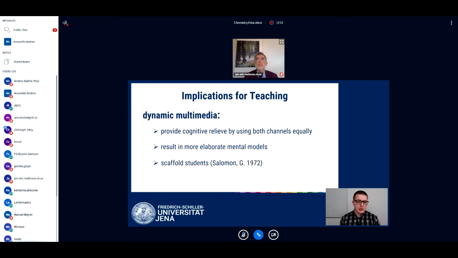So these are the three possible advantages of multimedia. The third being scaffolding, which is a term which was made prominent by Gabriel Salomon, and this means like outsourcing cognitive processes into the instructional material.